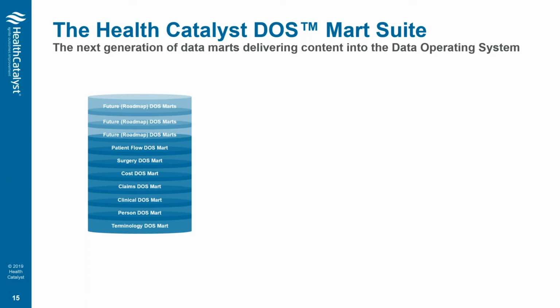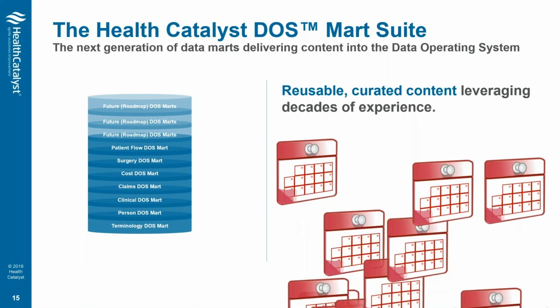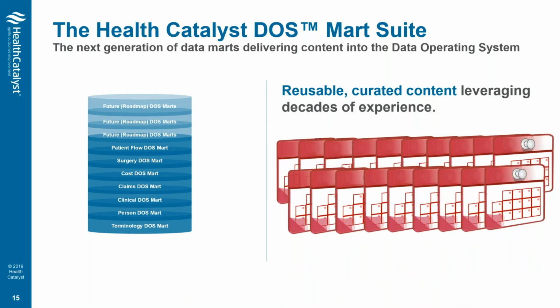And Marts are really data models that center around a specific domain. We have Marts for clinical, claims, cost, surgery, person, and terminology. We're going to be hearing more, especially about the terminology, in just a moment. But they really represent this curated content based on decades of experience of Health Catalyst team members and our clients that have really influenced this. And the idea is that we're trying to get the 80%, the smaller percentage of data points that are used in 80% of the downstream use cases, modeled and easy to use.